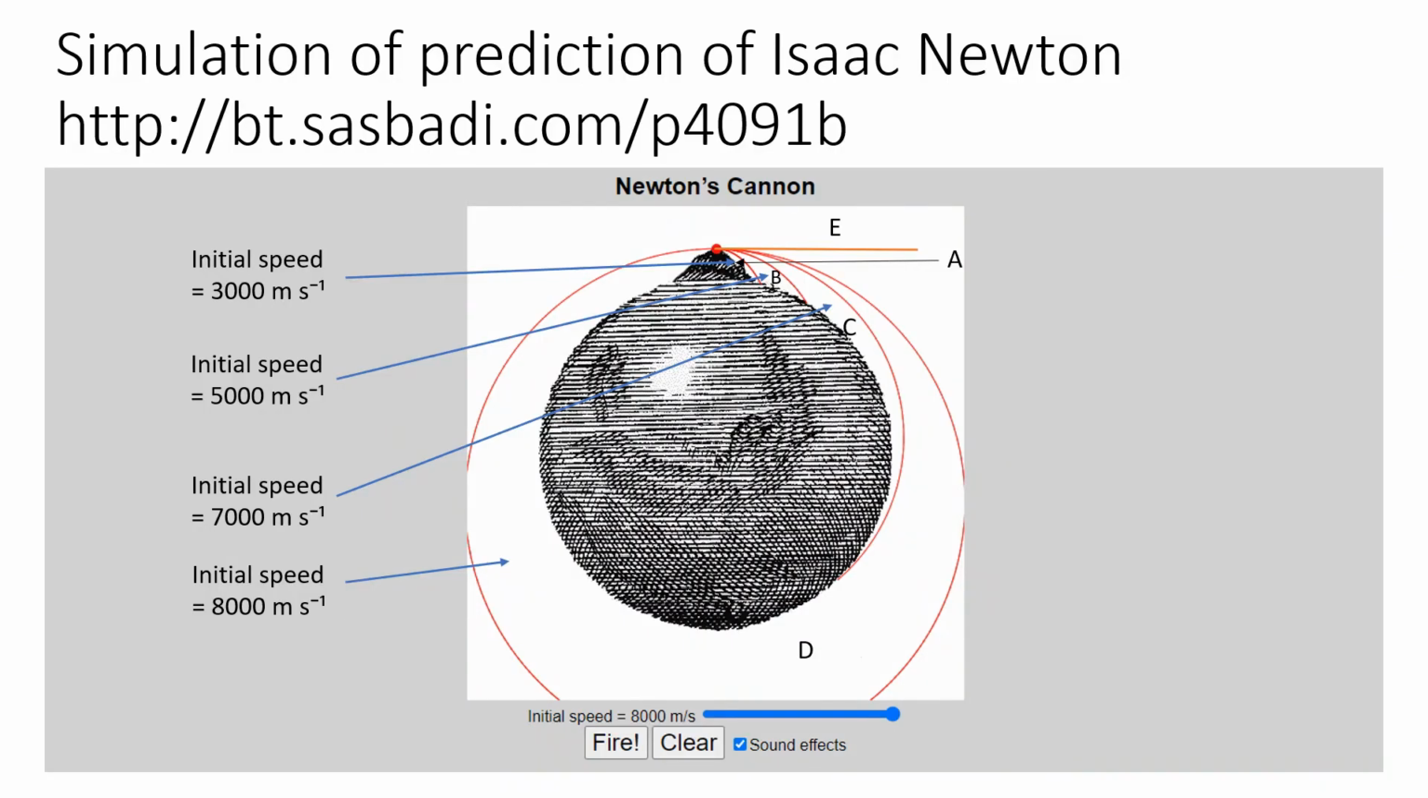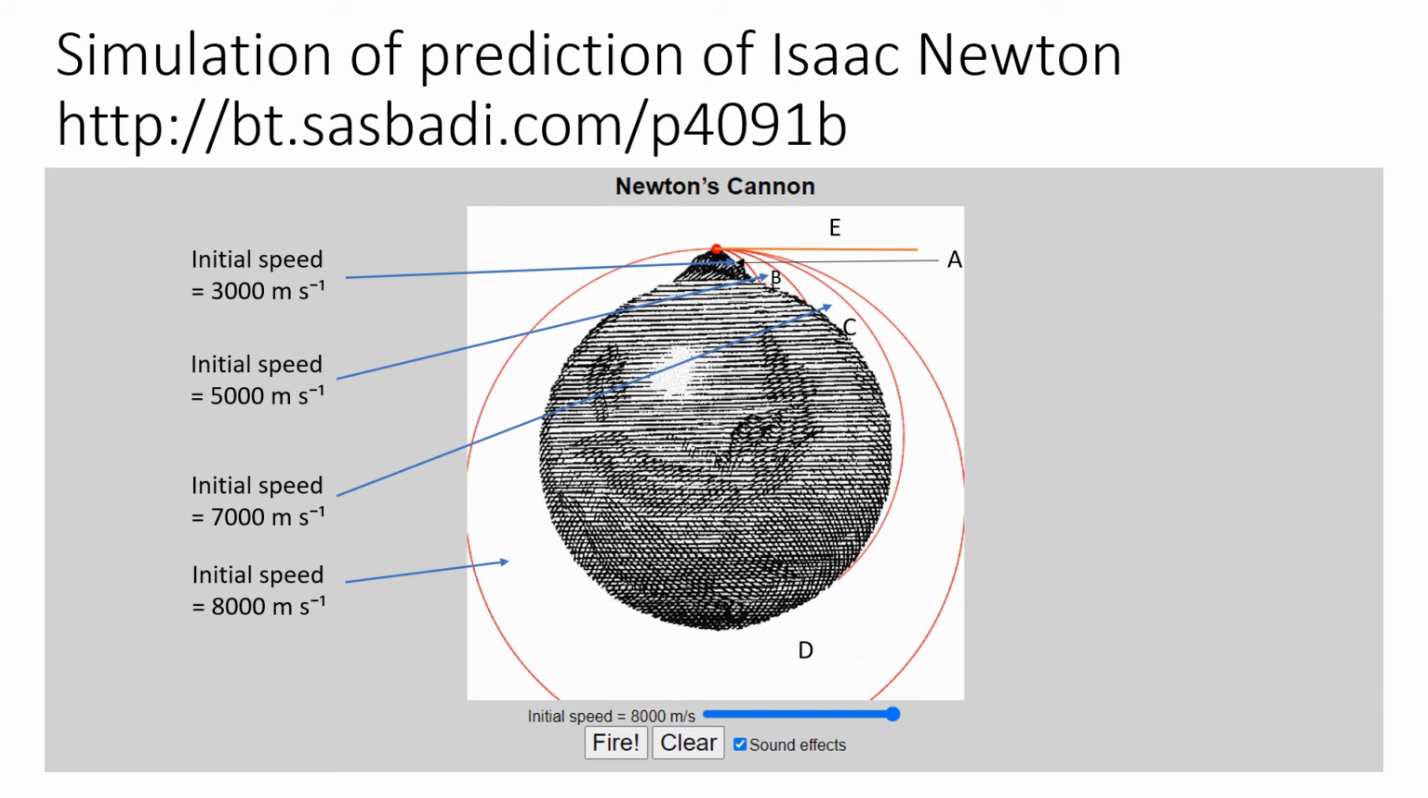This is the simulation of projection by Isaac Newton. Imagine that you are standing on top of a very high mountain with a cannon. Cannonballs are then fired with increasing velocity. There are three situations. First, cannonballs fired with low linear speeds, 3,000, 5,000, and 7,000 meters per second, follow trajectories A, B, and C respectively, and eventually hit the ground.